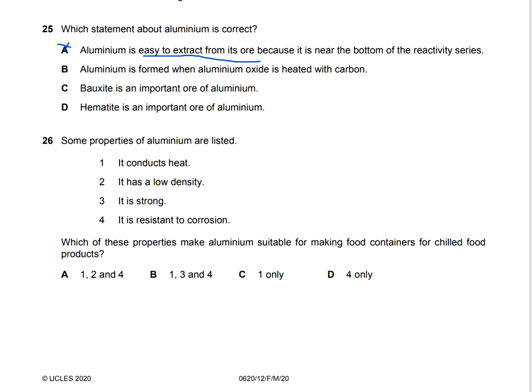Bauxite is an important ore of aluminum. It is, yes. That is actually the correct answer. Hematite is an important ore of aluminum. Hematite is actually an ore of iron.